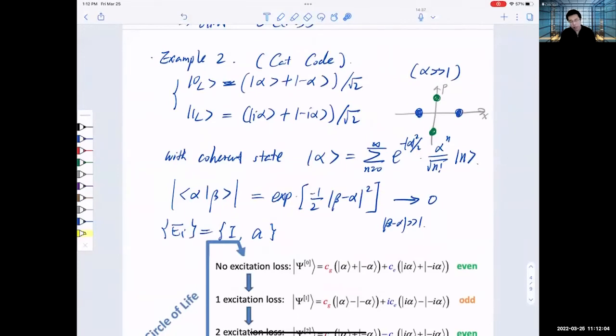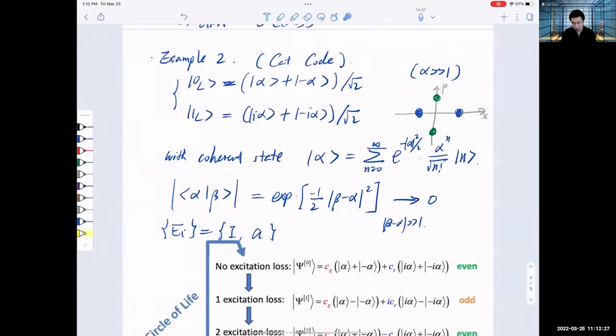The cat code has a connection to the classical coding called phase shift keying. In our Wi-Fi and Bluetooth, we communicate classical signals by sending, in some sense, coherent states, while the information is encoded in the phase of the coherent states. For the cat code, we can also use coherent states to form bases.